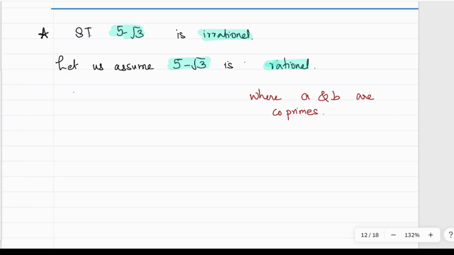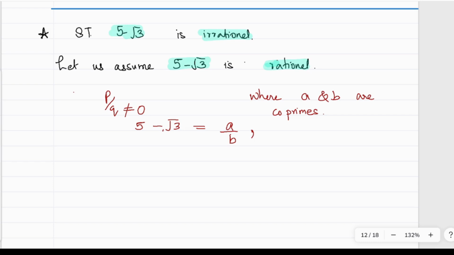And what's the definition of a rational number? Rational numbers are those numbers which can be written in the form of P by Q, where P and Q are integers and Q not equal to 0, right? So here, instead of this P and Q, I am going to use A and B. Okay, so how can I write this one? That is 5 minus root 3 equal to what? A by B, where this A and B are coprimes.